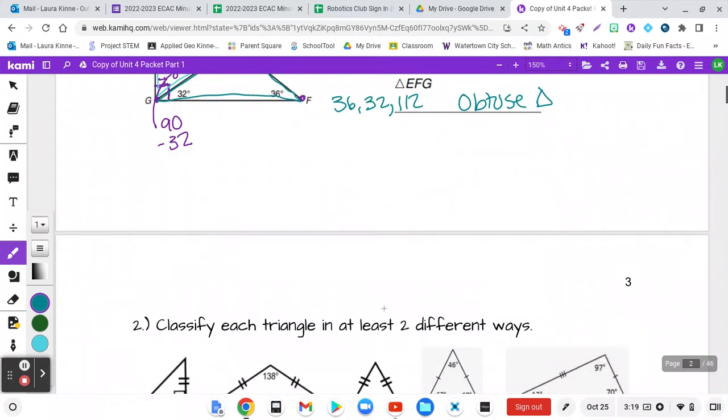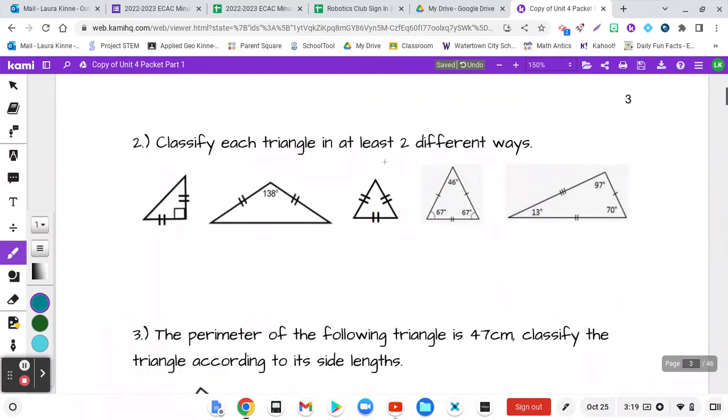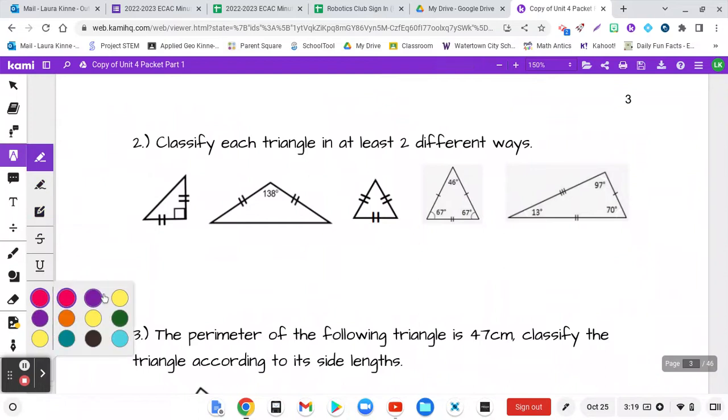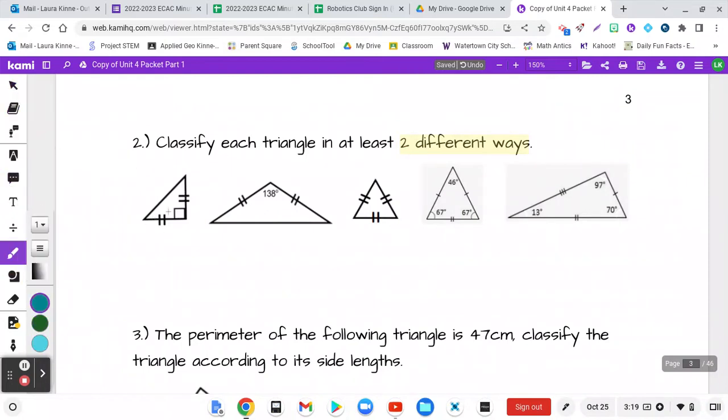Okay, turn the page. So classify each triangle in at least 2 different ways. At least means 2 or more ways, so there might be more than that. So the first one, we can tell that it's right because of that right angle. And we have 2 congruent sides, which means we have 2 congruent angles also. So that is isosceles.